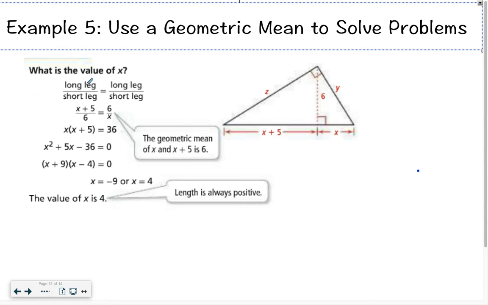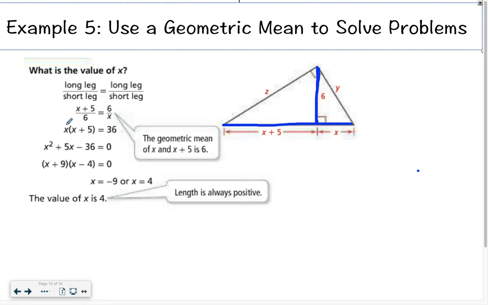and x. So if I take my long leg, so meaning this long leg right here, that's x plus 5, and I put it over the short leg of that smaller triangle, which is 6, that would be the same as having 6 over, so we're taking that same side, that long leg of this smaller triangle, and putting it over the short leg, which is x. So then you can cross multiply and divide.